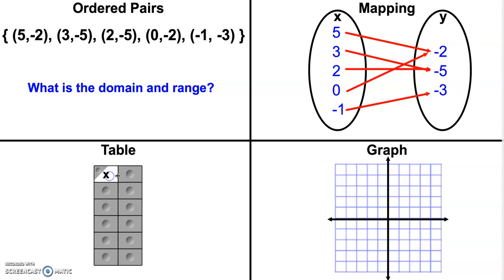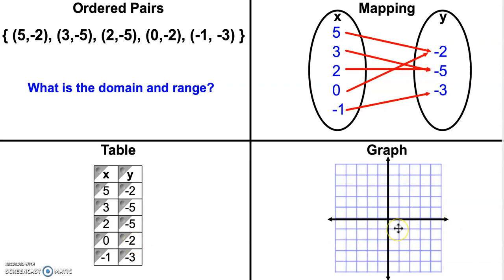The table is just an x and y t-chart. So we're listing our points according to our ordered pairs. So 5 is with -2, 3 is with -5, we have an x coordinate of 2, y coordinate of -5, 0, -2, -1, -3. Notice how we didn't condense our list of y values here, because we are actually trying to show the correspondence between each x and each y.